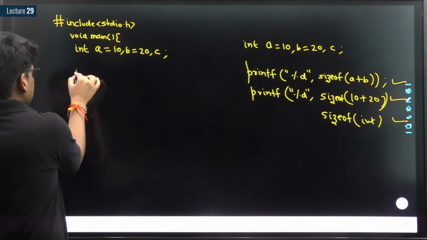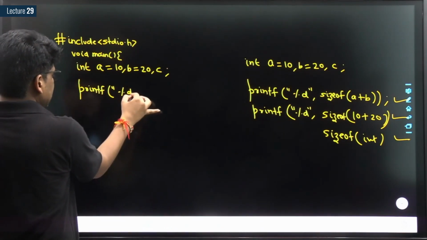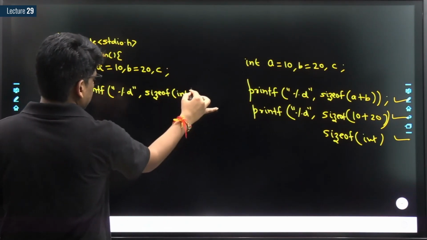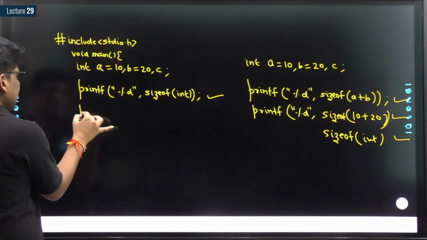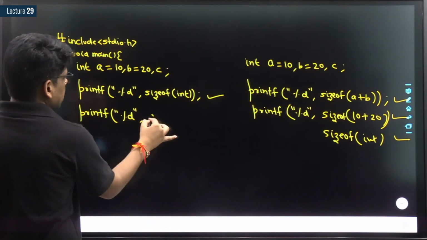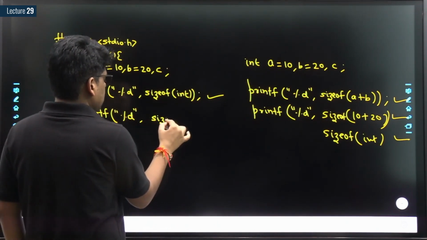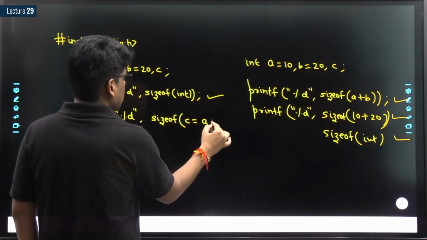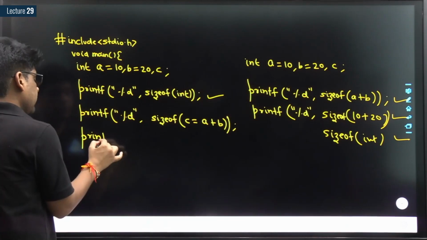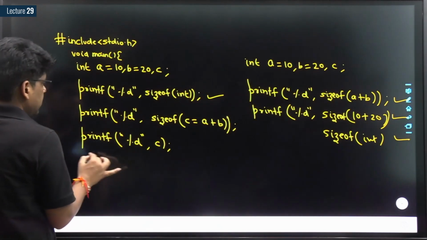Sir, what is the output of this code? What is the output of this code? printf %d, comma sizeof int. Sir, easy. We can easily handle this. printf %d, sizeof. Okay, sir. printf %d. What is the value of c?